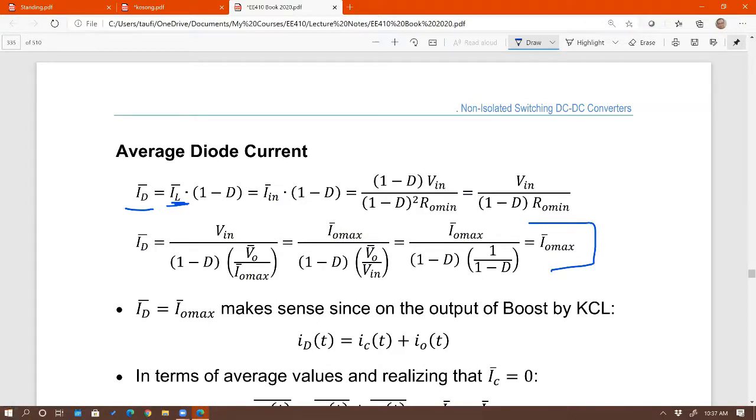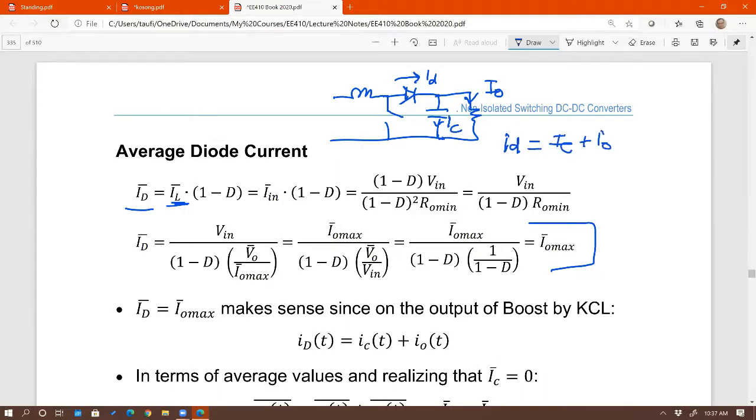Why? Because it's the topology, right? The boost topology looks like this. On the output side, we have the diode. See that? I diode right there, and this is I_out, and here's I_C again. I_D is equal to I_C plus I_out. If you take the average value, then you can see that I_D average is equal to I_C average plus I_out average. We know already that I_C average is equal to 0, by amp-second balance. Therefore, I_D average is equal to I_out average.